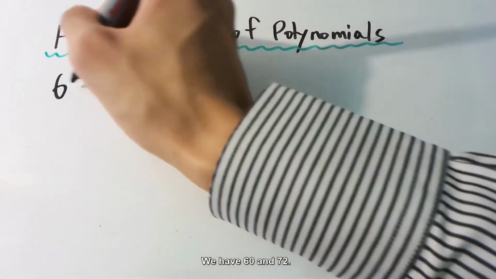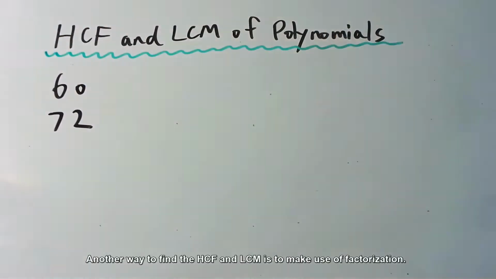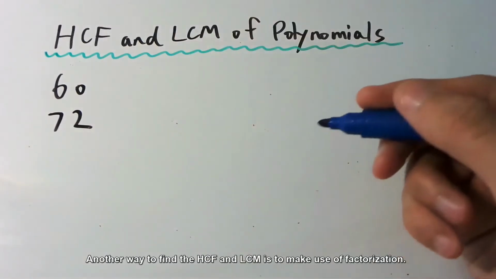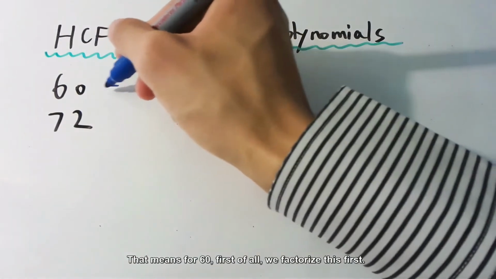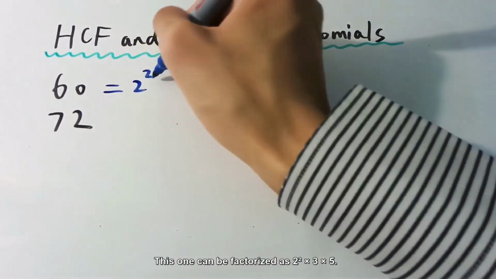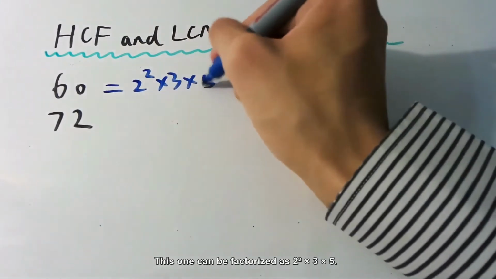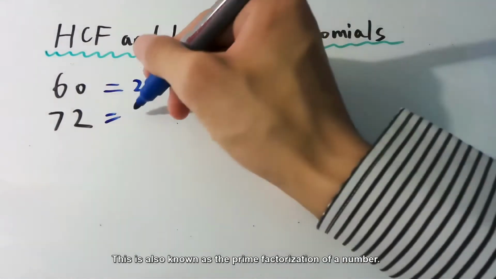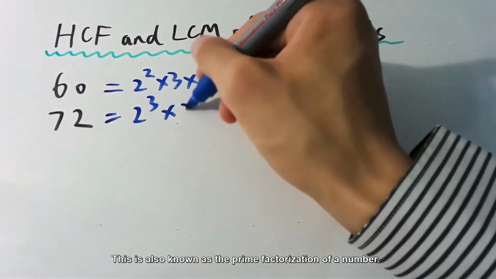So let's consider this example again. We have 60 and 72. Another way to find out the HCF and LCM is to make use of factorization. That means for 60, first of all, we factorize this first. This one can be factorized as 2 to the power 2 times 3 times 5. This is also known as the prime factorization of a number.